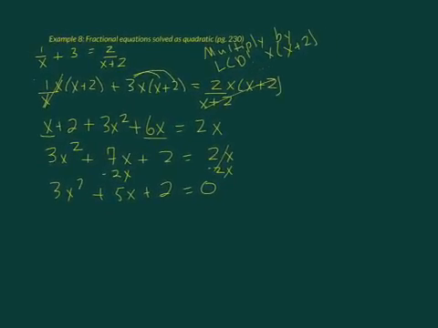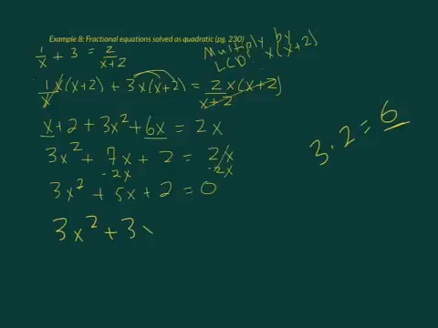Now, to solve this, we're going to go ahead and factor. So multiply the first term and the last term. Now we're looking for what multiplies to give us 6, but adds to give us that 5. So that's going to be 3 and 2, 3 plus 2. So we're going to rewrite that 5x term as 3x squared plus 3x plus 2x plus 2. And then cut it in half.